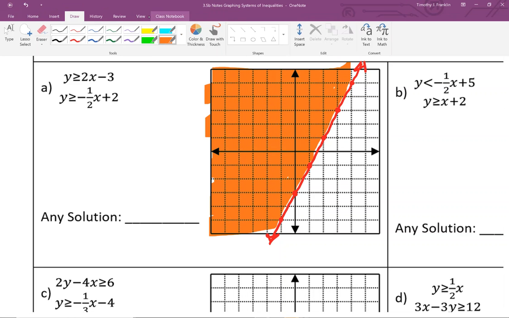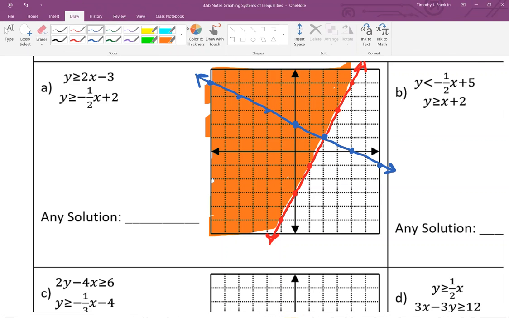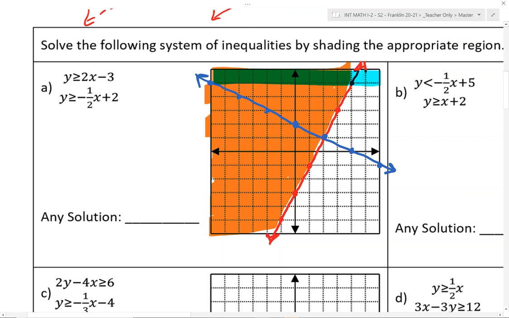Now I'll use a different color for this next line. y is greater than or equal to negative 1/2 x plus 2. So it starts up here at 2. Negative 1 over 2x, so down 1, right 2, or up 1, left 2. It also has the equal to bar, so we're going to use a solid line. And it says greater than or equal to, so again it'll be shaded above. And so that will be this region here.